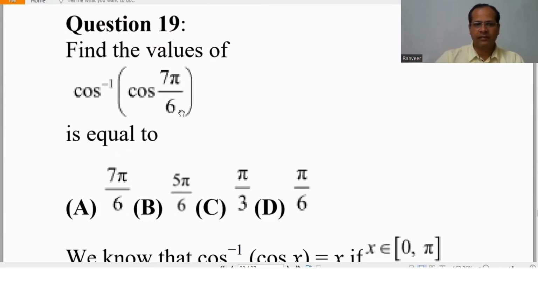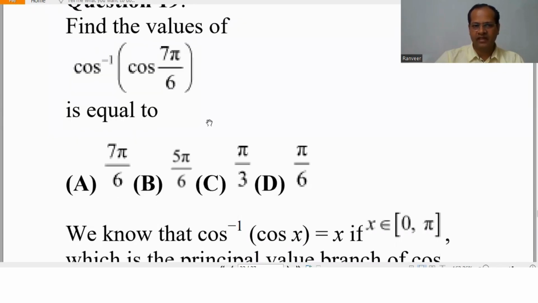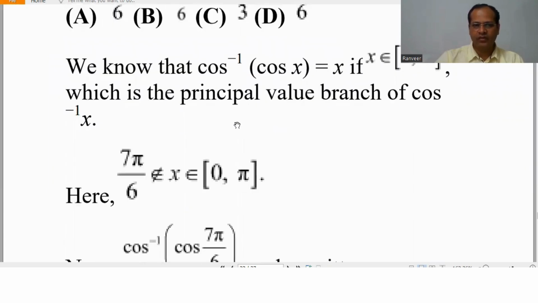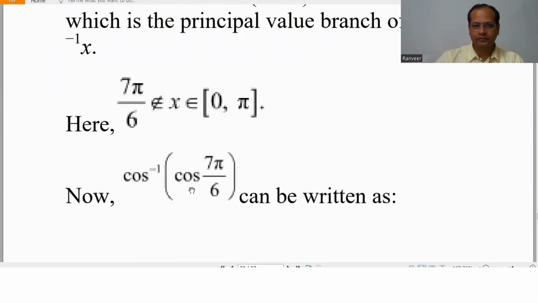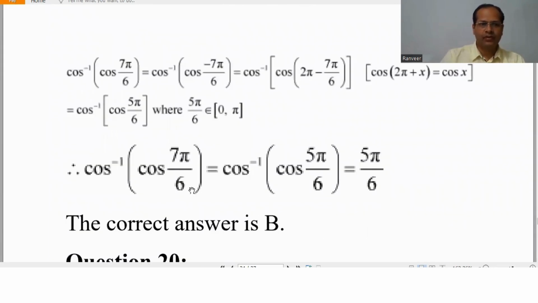Cos inverse cos 7 pi by 6. First of all, we have to check whether this is in the range or not. 7 pi by 6, definitely this is more than the 0 to pi range. So we have to convert this into the principal value. So this we can write as cos of 2 pi minus 7 pi by 6, using cos of 2 pi minus theta, that is cos theta, and this is 5 pi by 6. This 5 pi by 6 is the value.